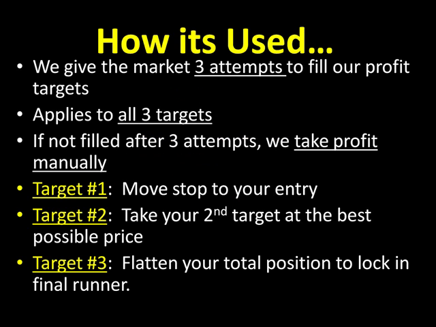And here's how it's used. We give the market 3 attempts to fill our profit target. It applies to all 3, right? So all 3, 1, 2, and 3 targets. And ultimately, we watch as price attempts to fill each profit target. And if we don't fill after 3 attempts, we simply take profit manually. And here's how it applies to the targets we use. On the first target, of course, we've got your initial stop placed 6 to 8 ticks back somewhere. So we still have risk in the market at that time. On our first target, if we get our 3 strikes against us, we'll move our stop up to our point of entry and look to, of course, eliminate all the risk in that trade as soon as possible.